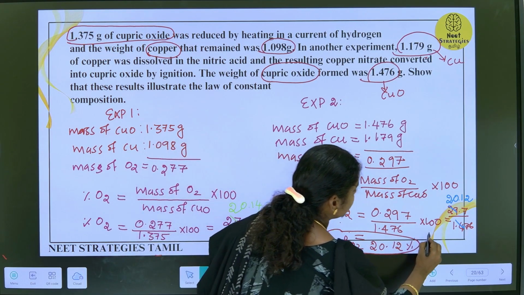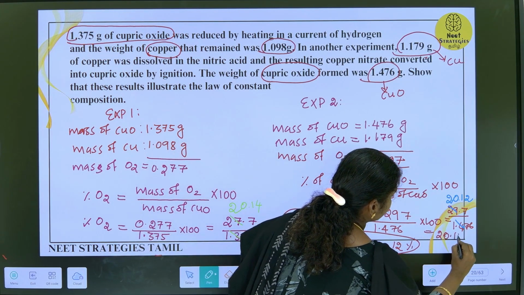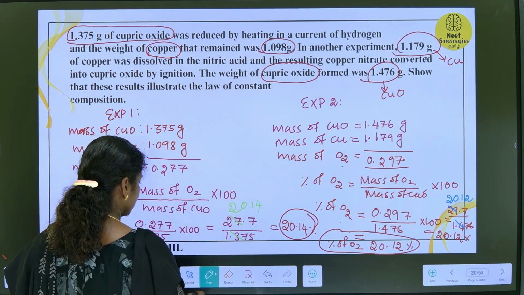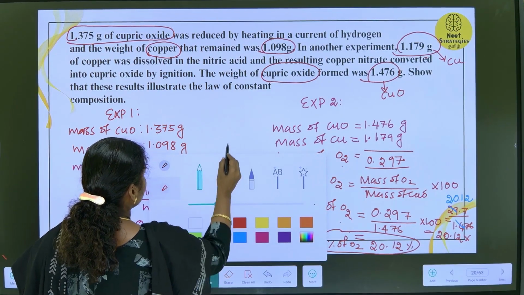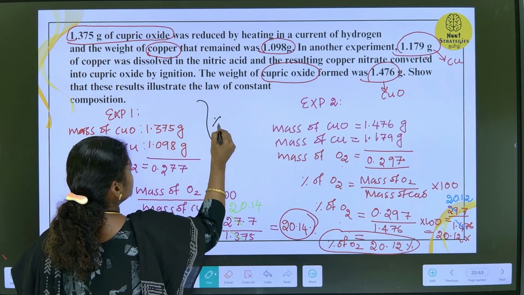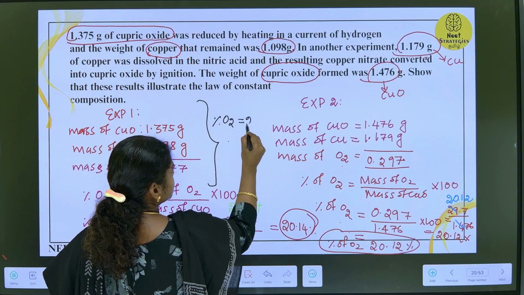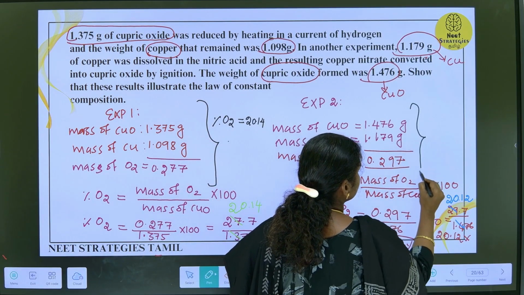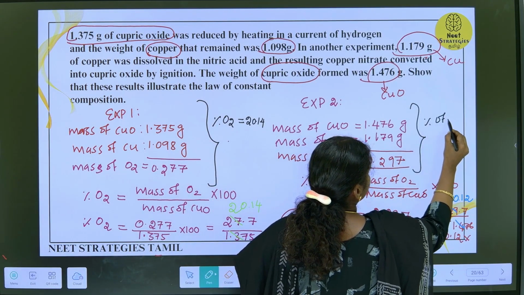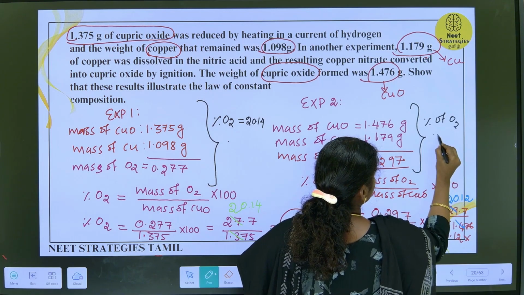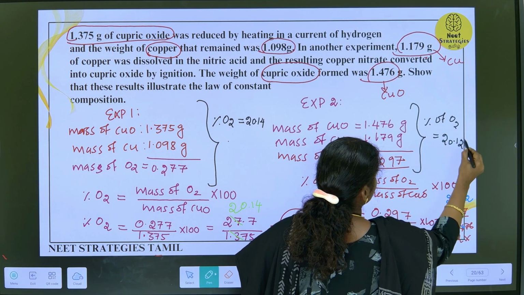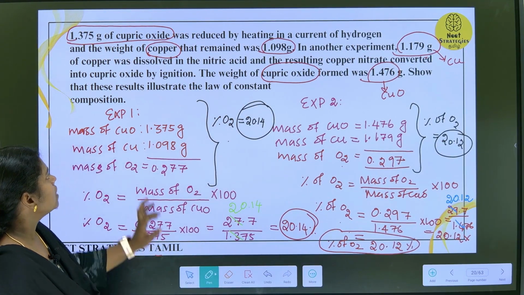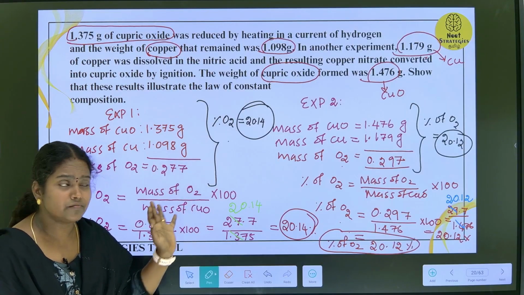Okay, so here it is 20.12%, and this is 14%. From the first experiment, the percentage of oxygen becomes equal to 20.14, and from this experiment data, the percentage of oxygen becomes equal to 20.12. Okay, so in both setups we have about 20%. So this is the constant value.